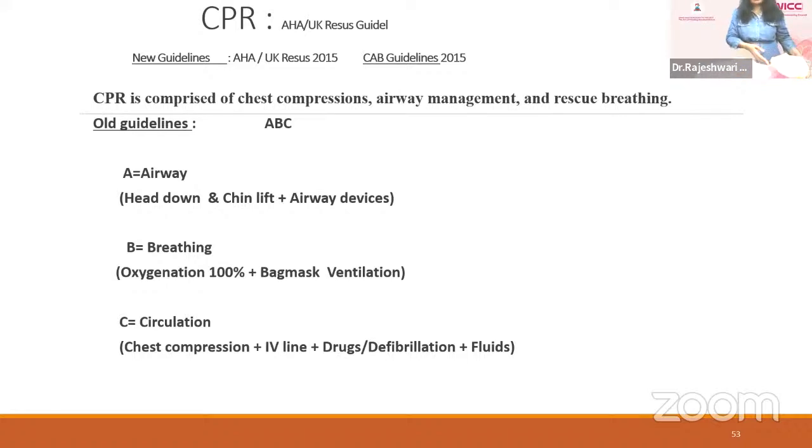Now, while giving this mouth-to-mouth resuscitation, how to give the breath? You have to lift this chin. Chin ko aise lift karna hai, okay? Chin ko lift kiya to kya hota hai? Head tilt ho jata hai. Ye head tilt ho jayega, aise piche ki taraf. So when the chin is lifted and head is tilted backwards like this, the airway becomes open. Airway jo hota hai ye open ho jata hai.